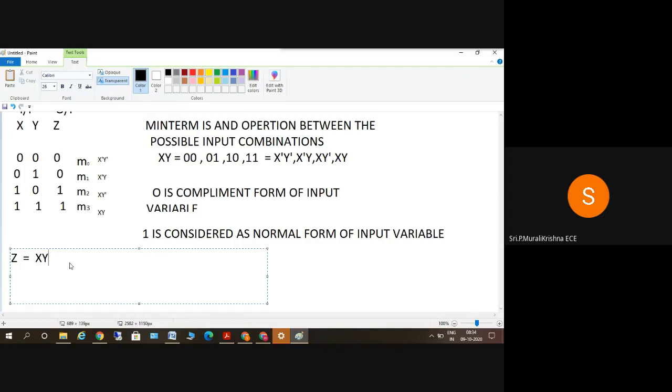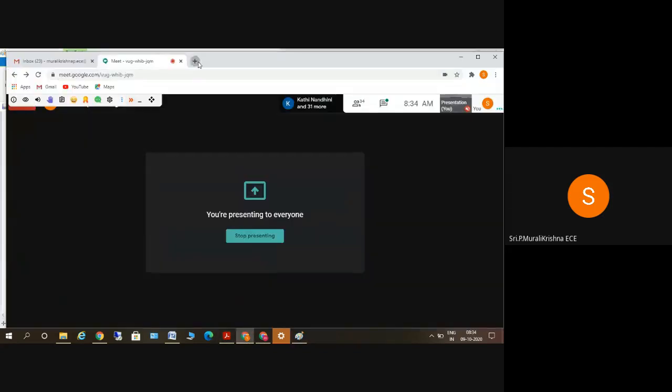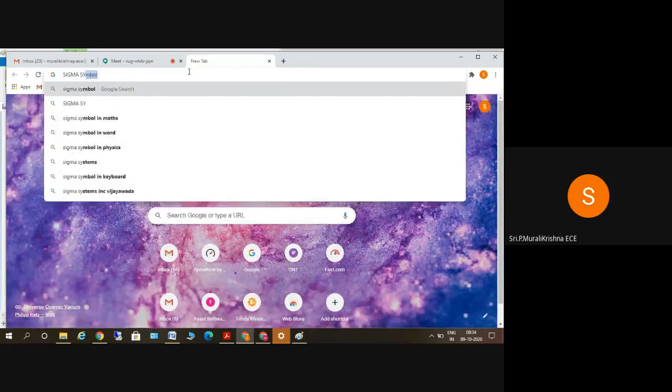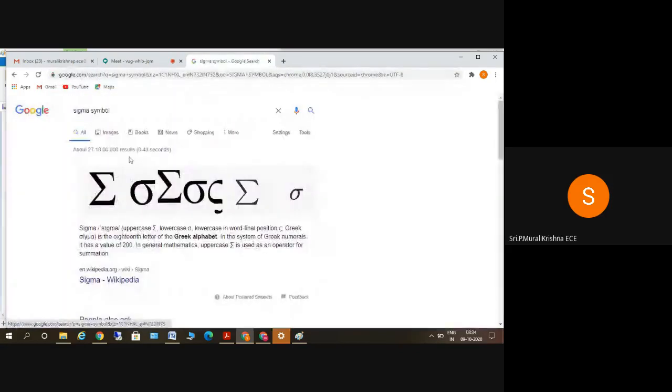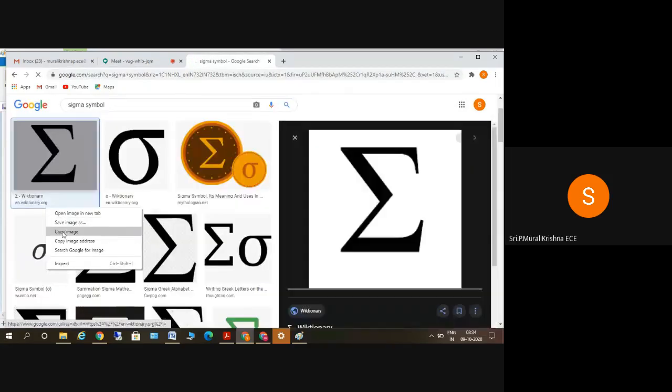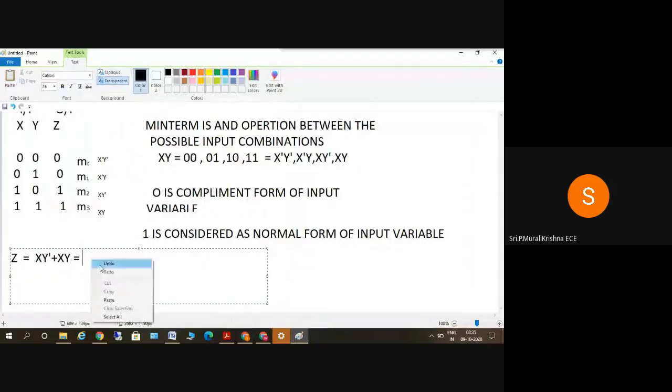So x y bar plus xy. Or I can write it as, we'll be having the value of sigma. I don't know whether we'll get it here or not. Okay, so wait a minute. Right, I'll write just like this. That is the sigma symbol, you know, right?